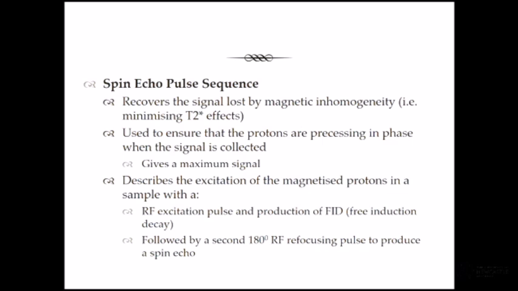It's used to ensure that the protons are precessing in phase when the signal is collected, so it gives a maximum signal. It describes the excitation of magnetised protons in a sample. Classically, we have our RF excitation pulse. That leads to the production of a free induction decay, and then it's followed by a second 180-degree RF pulse to refocus those dephasing spins to form a spin echo.